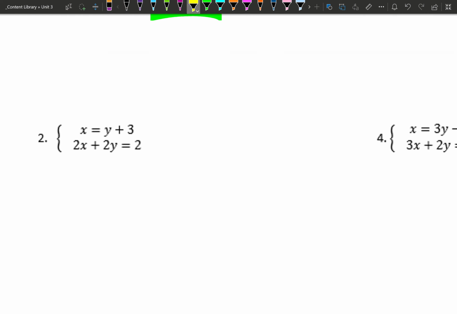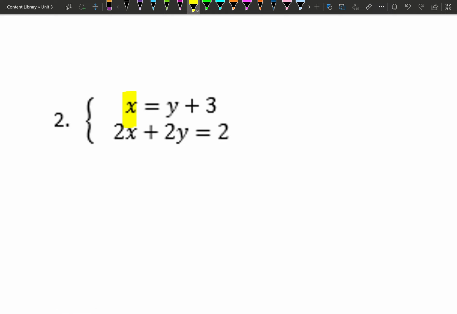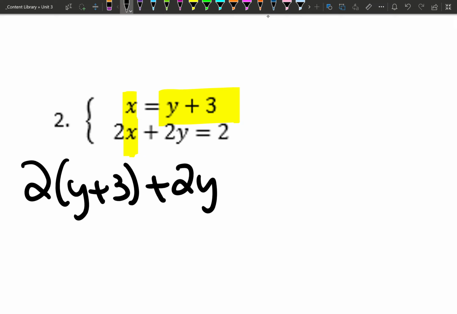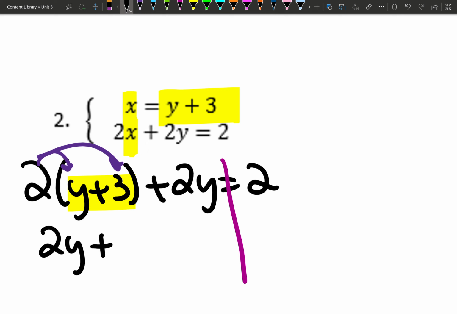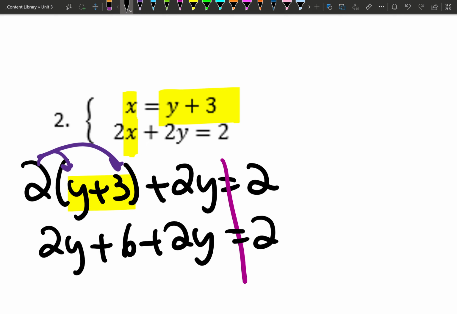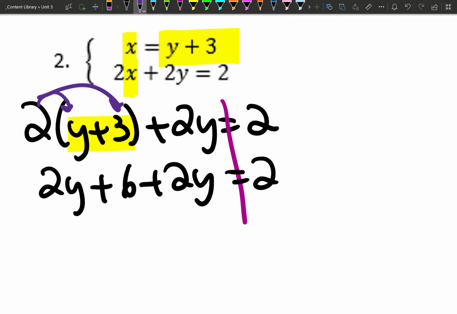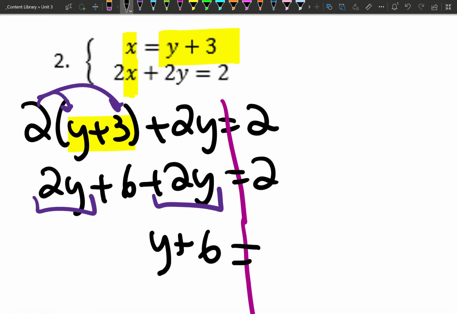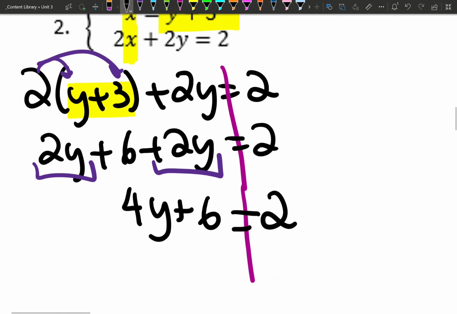All right, number 2. Now, number 2 has an x equals, which means we're going to be plugging this into x. So we've got 2, and instead of x, we put y plus 3, plus 2y equals 2. Same steps, let's distribute. So we've got 2y plus 6 plus 2y equals 2. Let's combine like terms, the two 2y's. 2y plus 2y is 4y. So we've got 4y plus 6 equals 2.